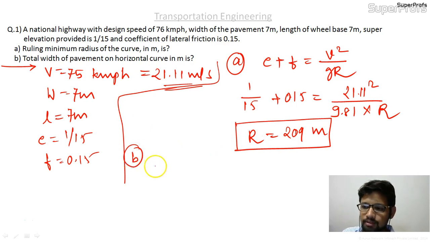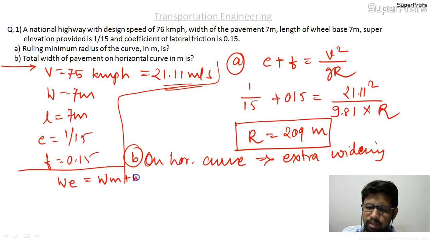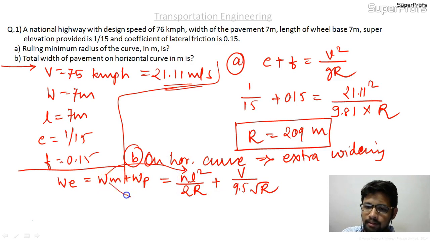And question B is the total width of pavement on a horizontal curve in meters. On a horizontal curve we need to provide extra widening. Extra widening, that is WE, is given as WM plus WP, which is equal to NL square upon 2R plus capital V upon 9.5 root R. This is WM and this is WP.